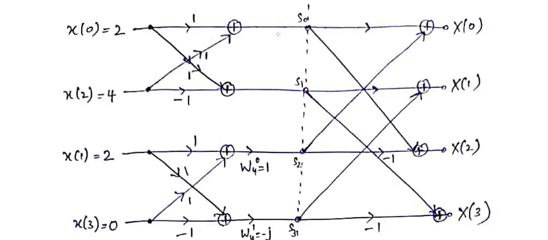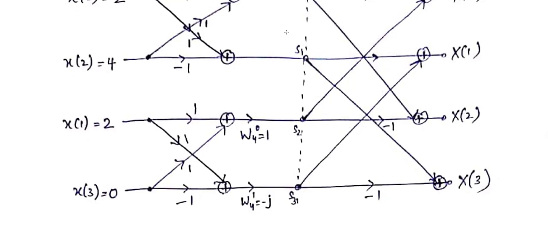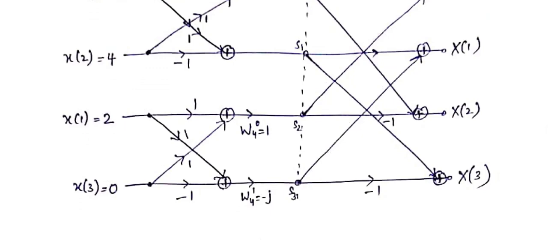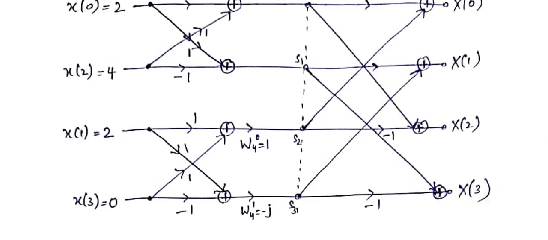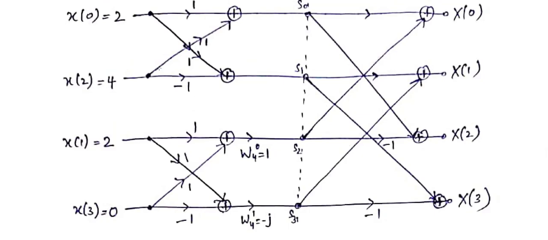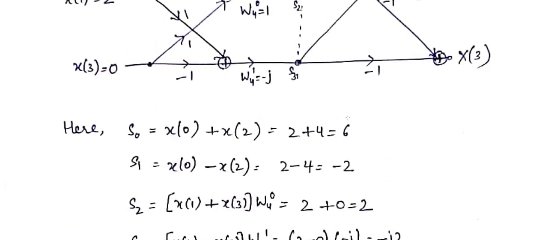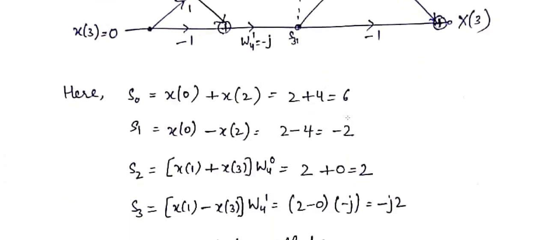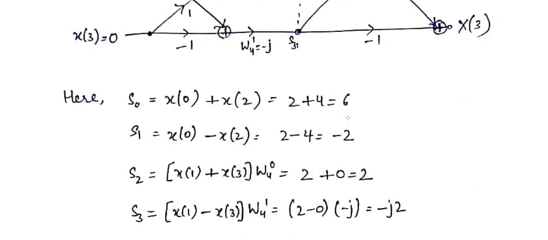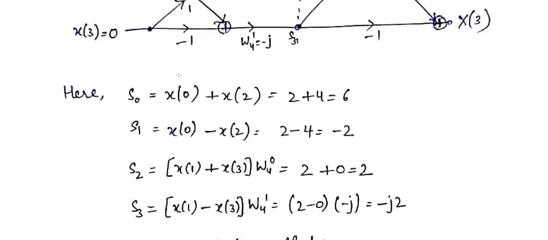Now what will be the value of S0? How can you calculate S0 from this? You can see that S0 is x0 plus x2. Similarly S1 will be, from here you are getting x0, and from here we are getting x2 multiplied with minus 1, so that will be x0 minus x2. So you can find out this way. These are the 4 values, S0, S1, S2 and S3. So you will get these 4 values.